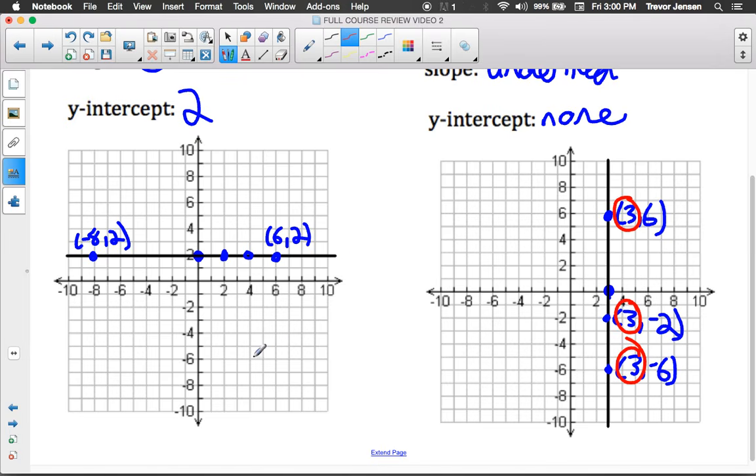Alright, so that's it for linear relations. Make sure you watch part 3 geometry, and then you'll have done all of grade 9 math.